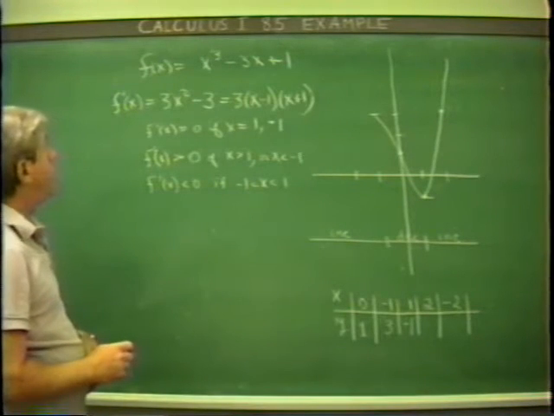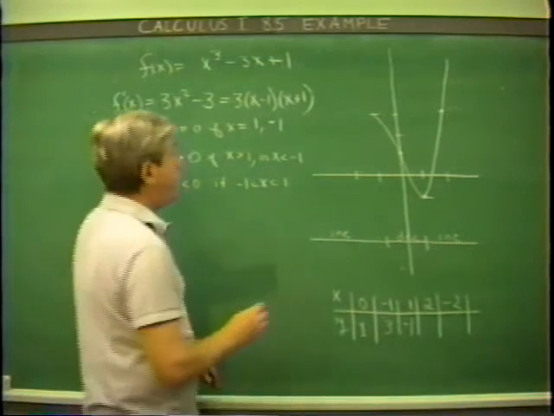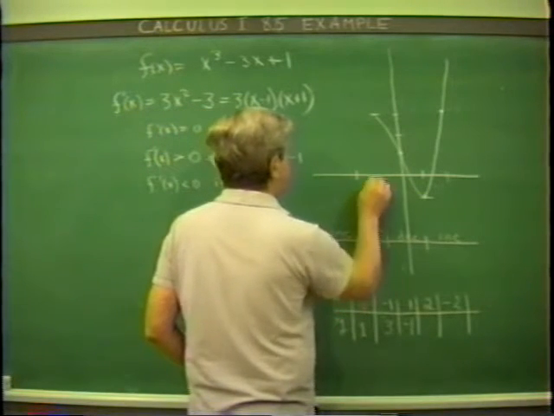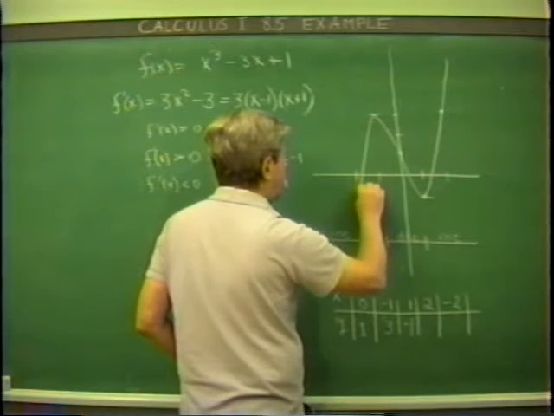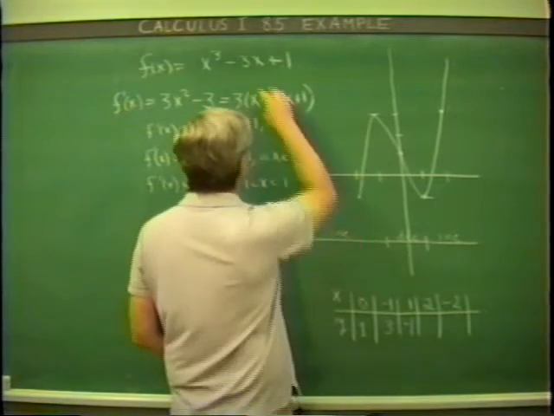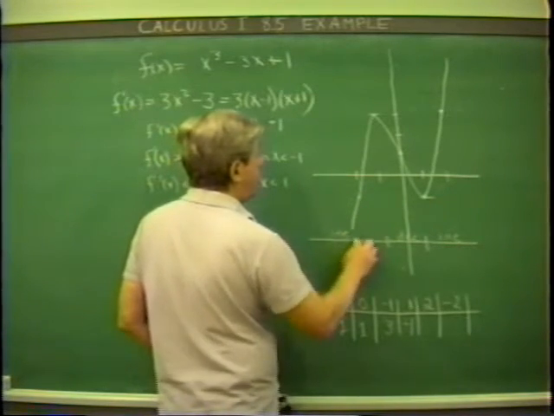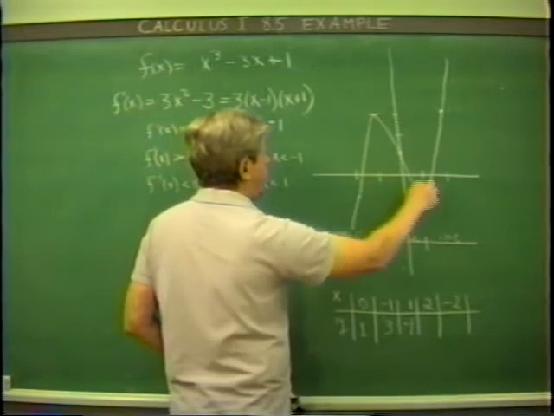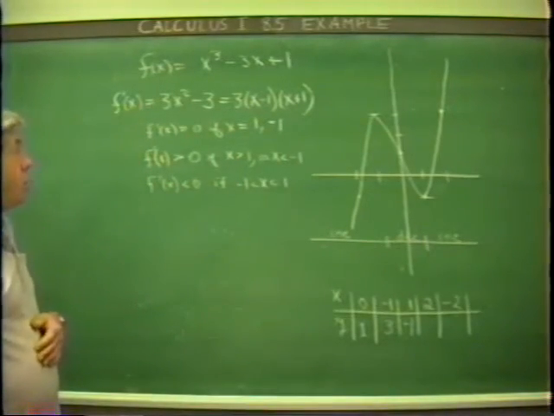F of minus 2 is minus 8 plus 6 is minus 2 plus 1 is minus 1. So the value of the function at minus 2 is minus 1. It takes on all values in between here. Consequently, it goes through 0 somewhere in between here. It's not easy to tell where, but it does. And the function is increasing, so it gets to this point, then decreasing, and then increasing.